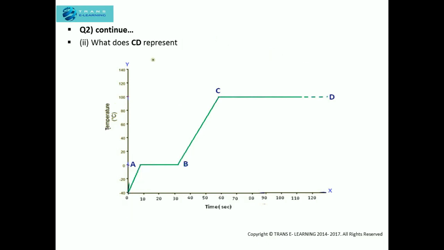Now the next question, what does CD represent? We have completed the graph till here. Here it will be solid, that is ice. Here we'll be having ice. Here we'll be having liquid, which is water. As there is rise in temperature, there will be no change in state. Here also we'll be having liquid, that means water. And you can see the horizontal line here which represents there is no change in the temperature.